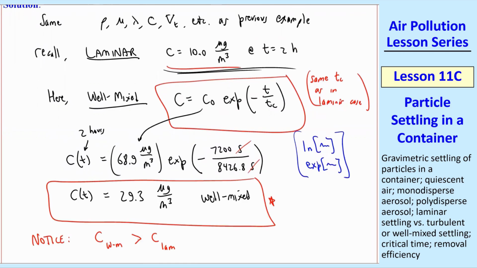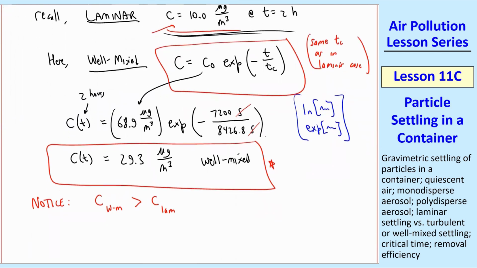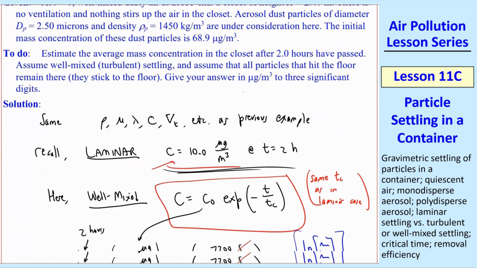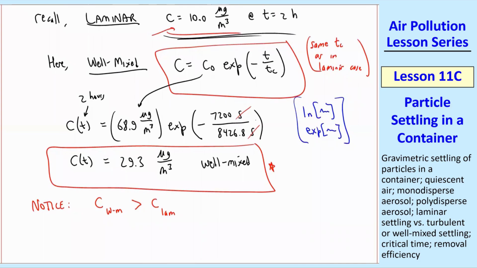Just one comment, notice that compared to the 10 that we had for the laminar case, this is bigger. Why is that? Go back to our sketch. You can see that at some time, let's just pick some arbitrary time here, the well-mixed case has a higher C than the laminar case. Also note that for the laminar case, this is the average C, whereas for the well-mixed case, it's the same C either way because it's well-mixed. It's uniform throughout the container.